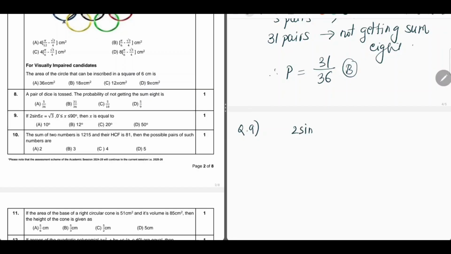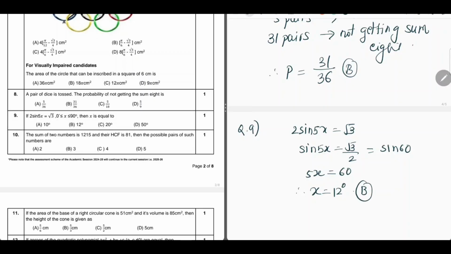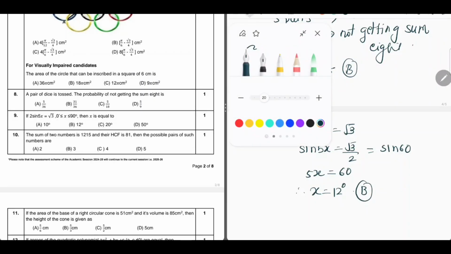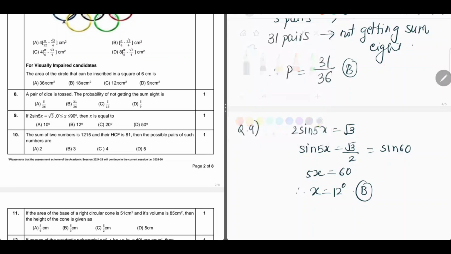2 sin 5x is equal to root 3. Sin 5x is equal to root 3 by 2. 5x, now root 3 by 2 is sine of 60 degrees. So 5x is 60. Therefore x is equal to 12. X is 12. That is option number B. Now question number 10. HCF is 81.